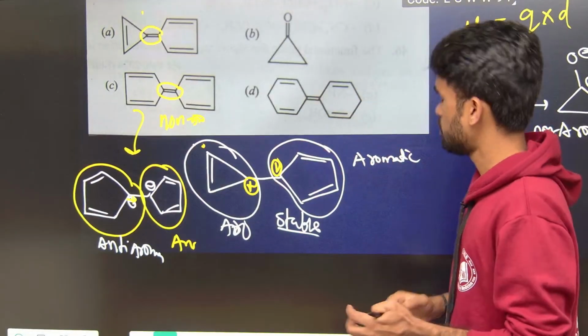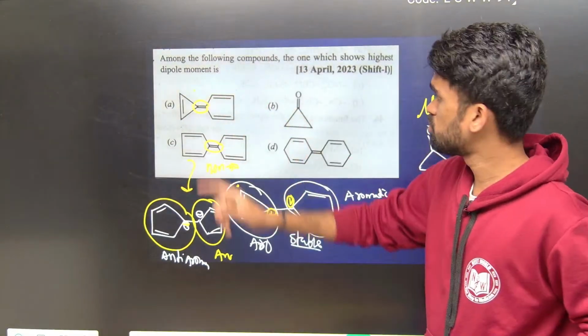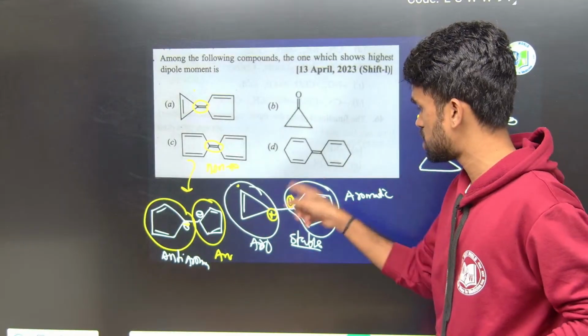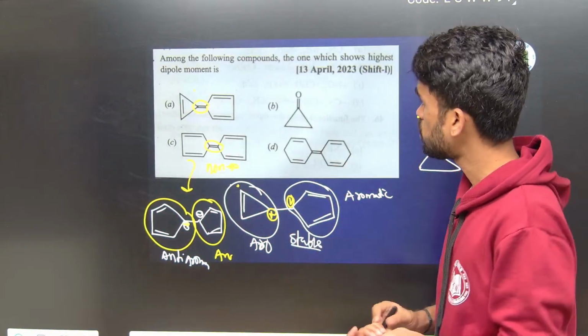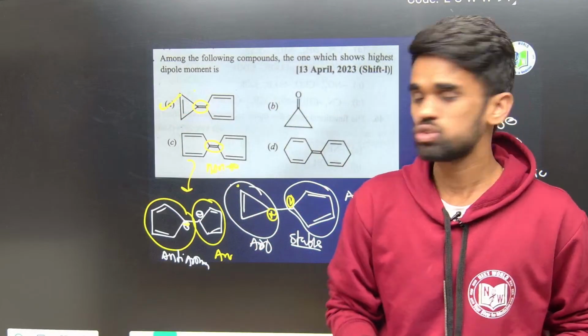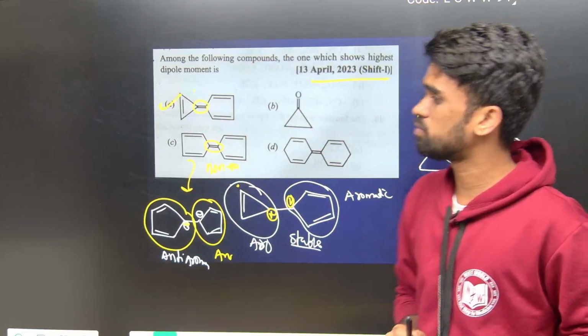So only compound A has more stability after forming the respective ions, with charge separation in this manner. Therefore the first option will have maximum dipole moment. So your answer should be A. Again, this is a JEE Mains 2023 question.